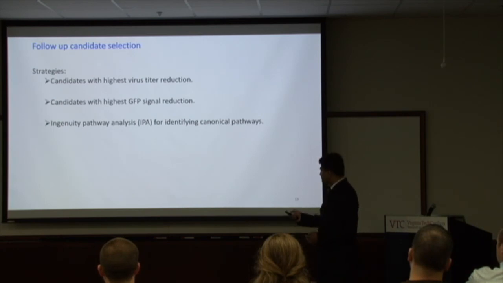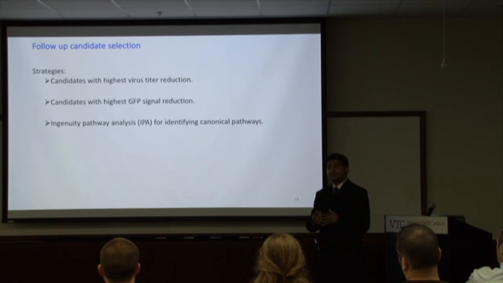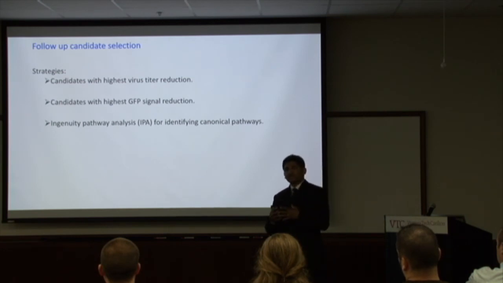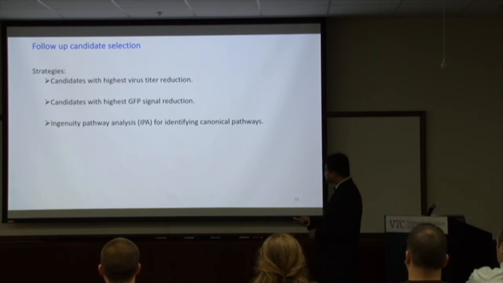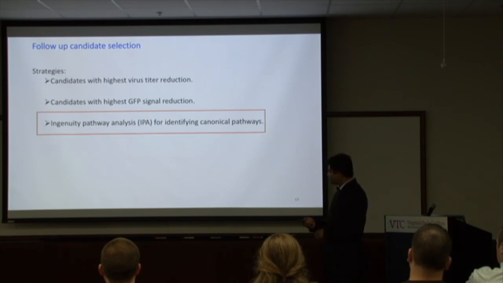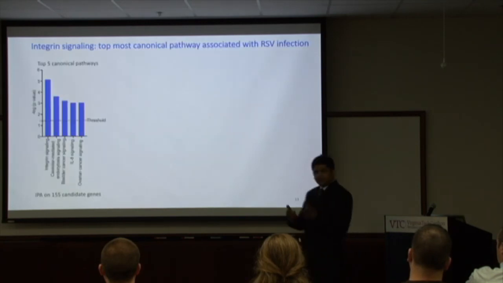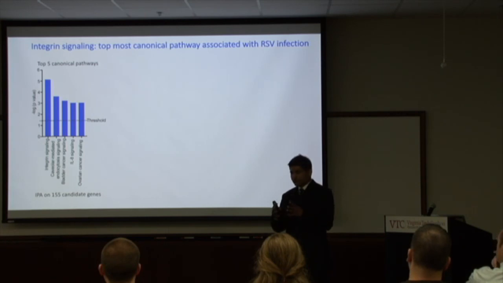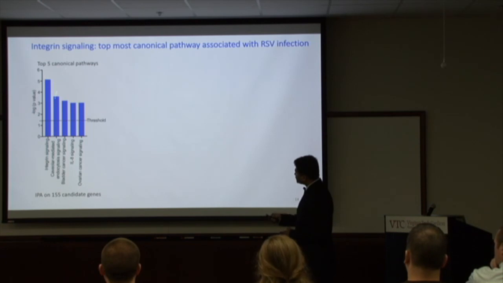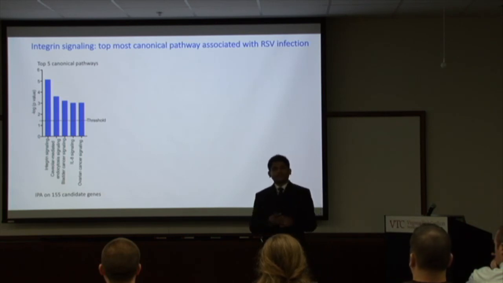Or third option is using Ingenuity Pathway Analysis, putting all the candidate gene list in the knowledge base software and then identifying canonical pathways most likely involved in the virus infection. I choose the third option. When I use 150 candidates in IPA to look for canonical pathways, the top 5 canonical pathways are shown here. Integrin signaling is the topmost likelihood association with the RSV infections.